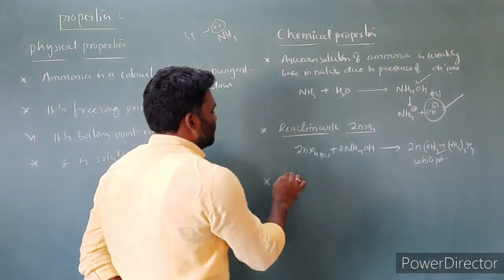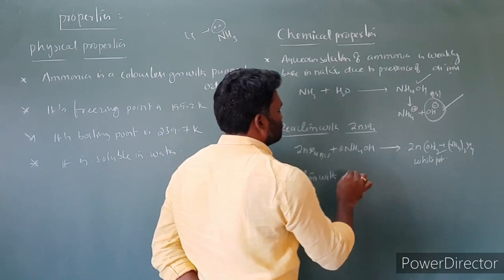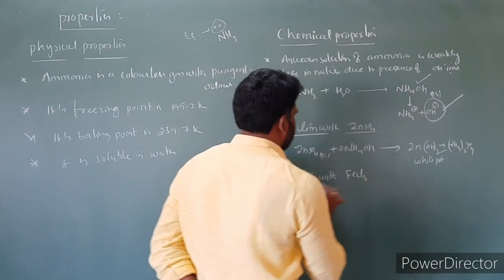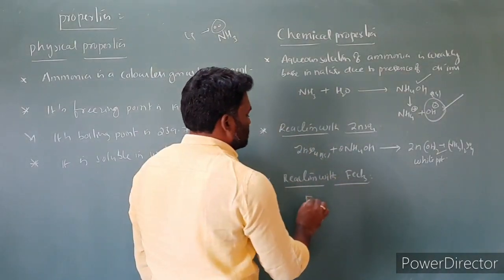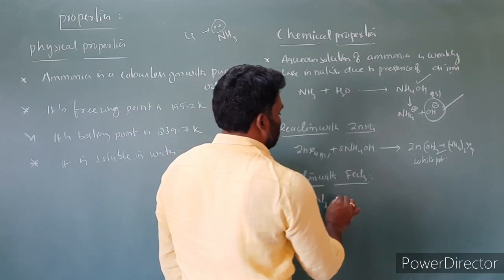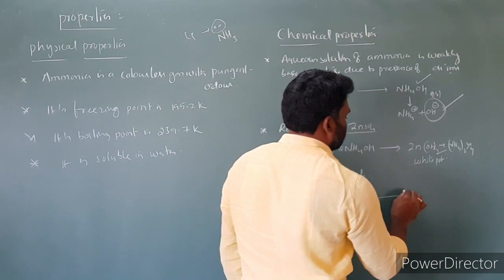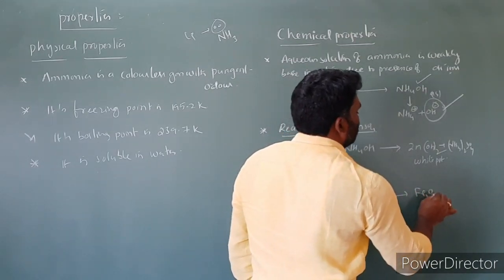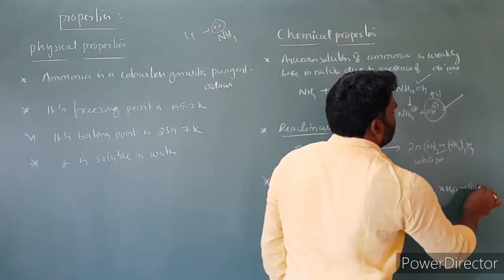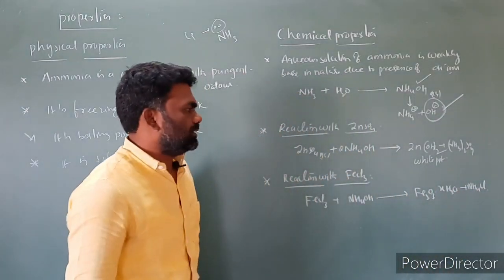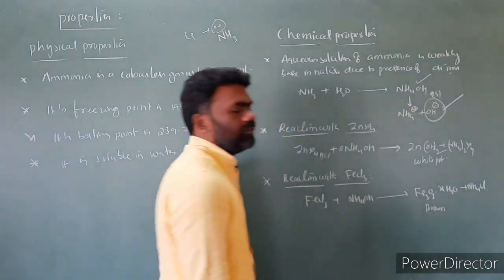Next one is the reaction with FeCl3. I am taking FeCl3 plus NH4OH. Then the product is Fe2O3.XH2O plus NH4Cl. Here it is brown. A brown color compound will get formed.